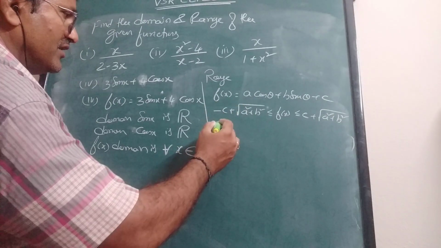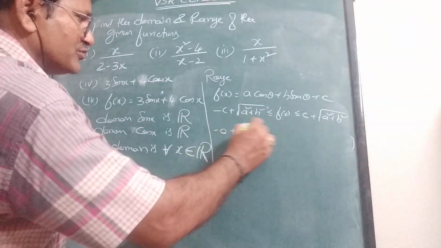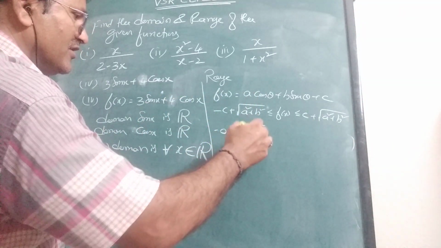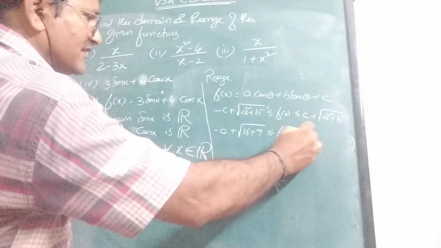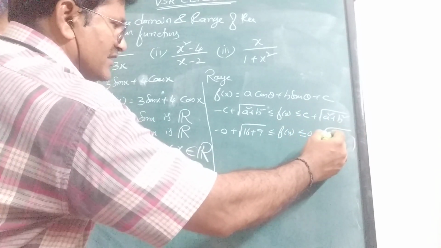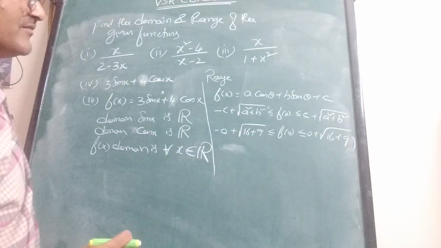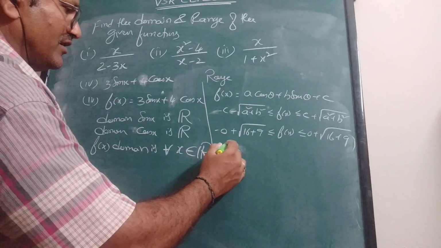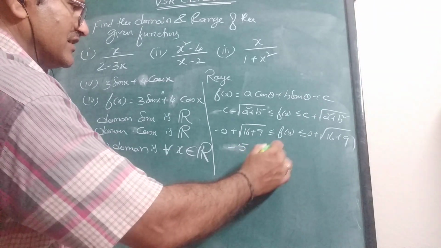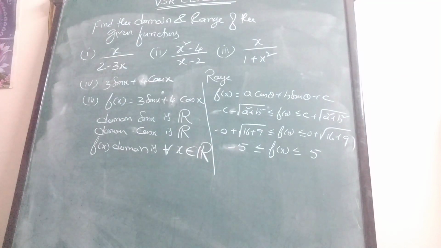Okay, in maxima and minima, minus c is not there here, so c is 0, and this will be minus root over a square, which is 16, plus b square, which is 9, less than f of x less than 0 plus root over 16 plus 9. So minus 5 is less than f of x less than 5. So the range value lies between minus 5 and 5 for that function.